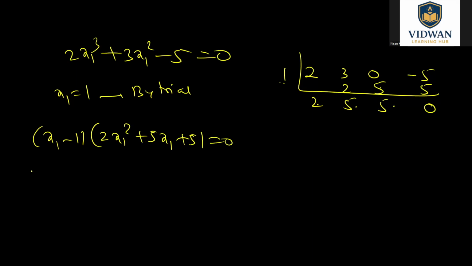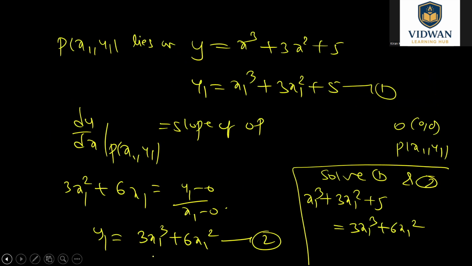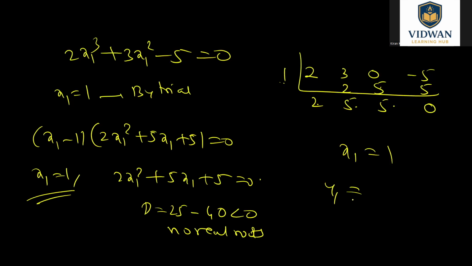So one of the roots you can take x1 equal to 1. The other equation, if you try to solve, what is the discriminant? Is it negative? D is 25 minus 40. I think it is negative. So no real roots. So this you can skip. So you can take only x1 because these roots are imaginary. Take x1 as 1. And then what is y1? So from the previous slide, you can see y1 is 3x1 cube plus 6x1 square.